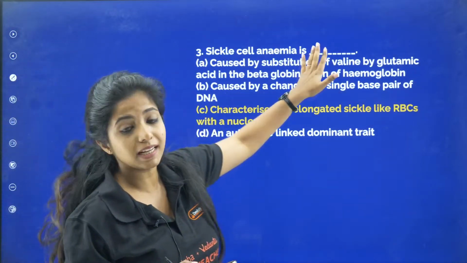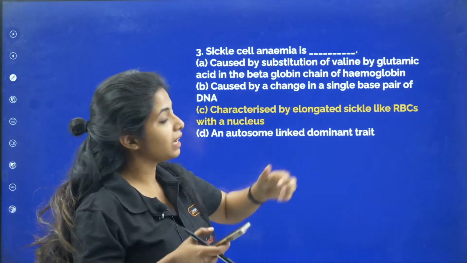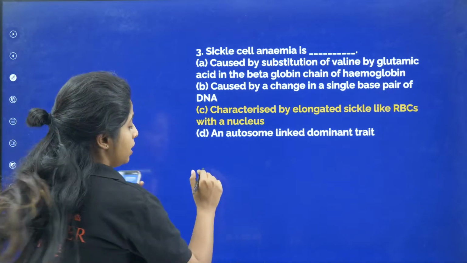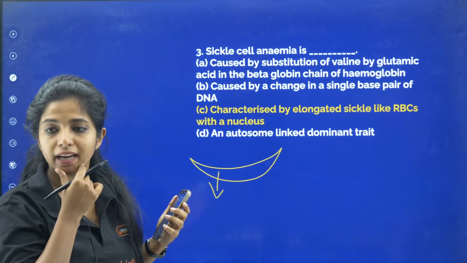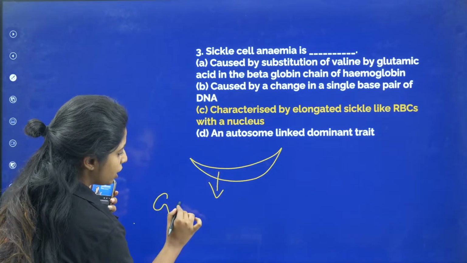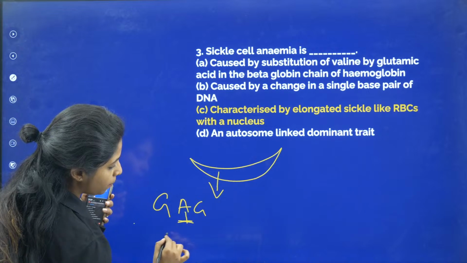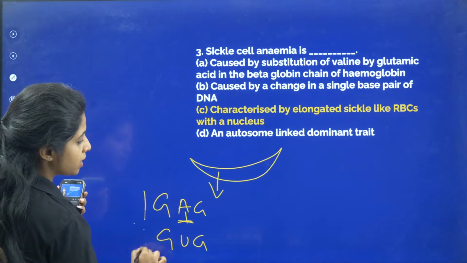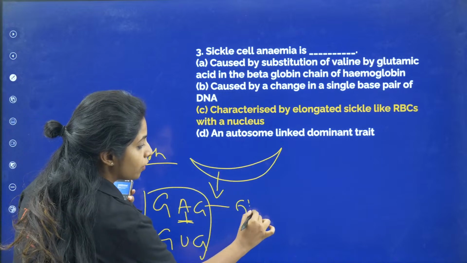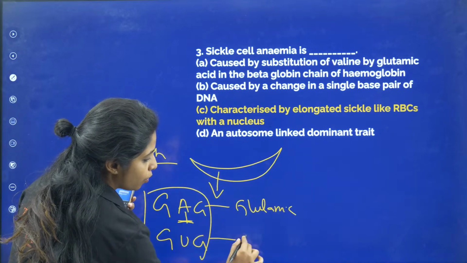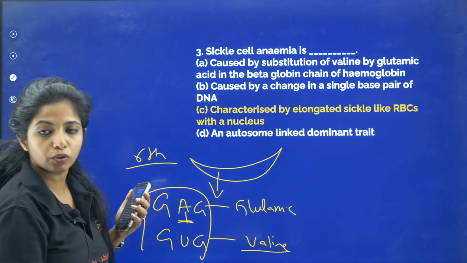Now, what happens in sickle cell anemia, my dear children? There will be elongated, sickle-like cells, right? And what else happens over here? Basically, initially you had GAG, but it got replaced with GUG. And where is it happening? On the 6th codon. Initially it was coding for glutamic acid. Now it is going to code for valine.